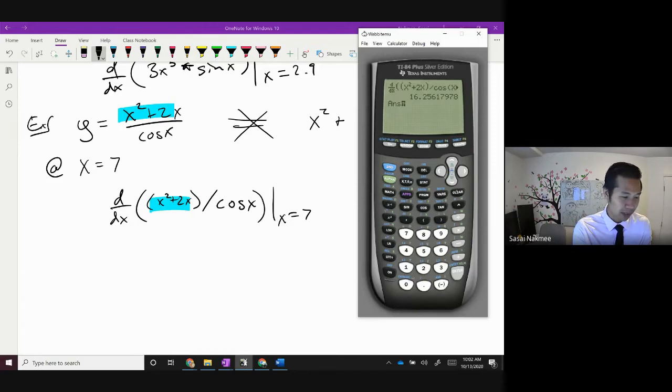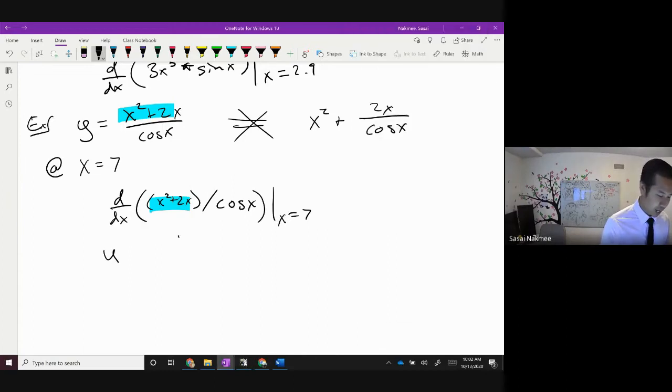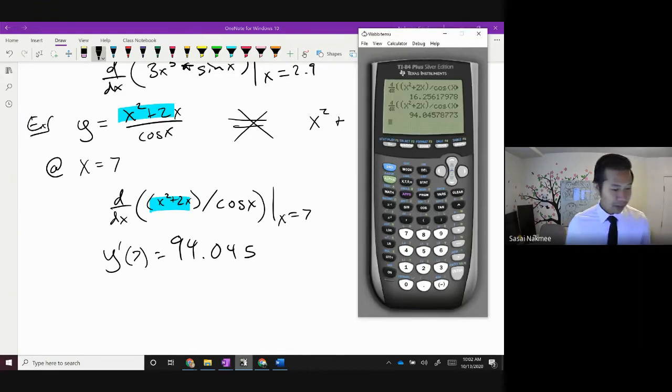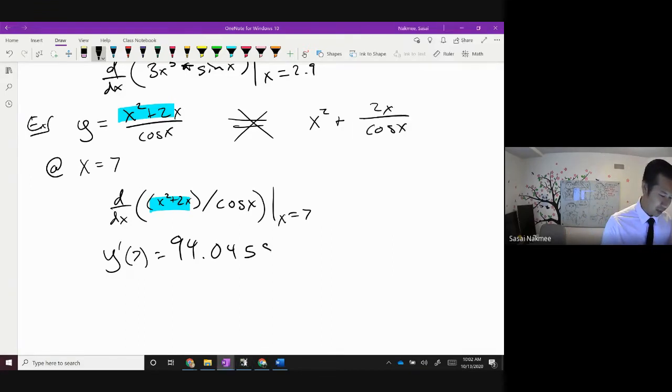Whoops, that's not what I want. Clear that out. I want to retype that entry. Let's press enter one more time. And that's my answer, guys, 94.045, right? My answer for this derivative of y evaluated at 7 is equal to 94.045787458. Let's just go with that.